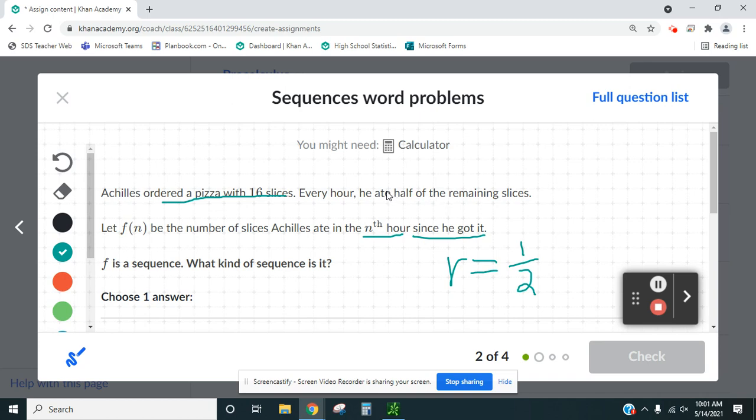All right, so every hour he ate half of the remaining slices. Here's our pizza. It starts during the first hour, because it says how many he ate in the nth hour. During the first hour, how many is Achilles eating? 8. So in the first hour, hour one, he ate 8 slices. He didn't eat 16, right?